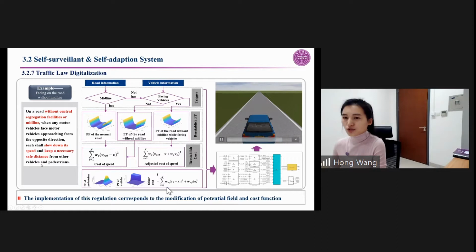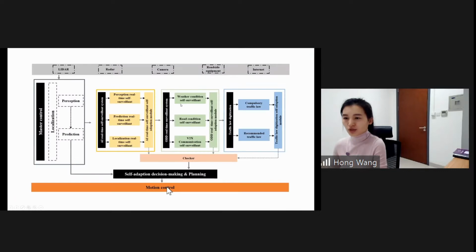So we try to digitalize the traffic law and implement it into our decision-making system. This is what we realized. The implementation of this regulation corresponds to the modification of the potential field and the cost function. So this is how we can digitalize the traffic laws.